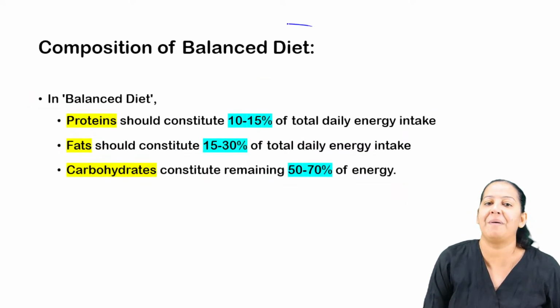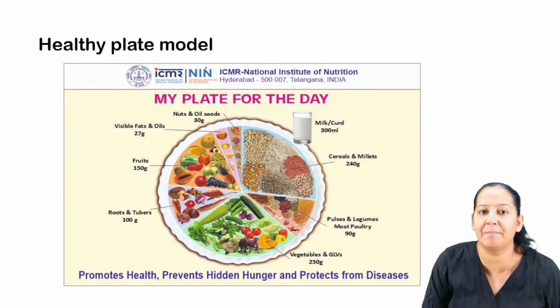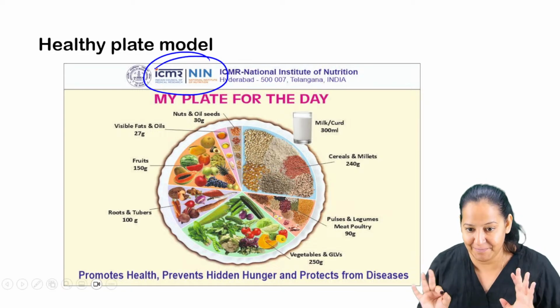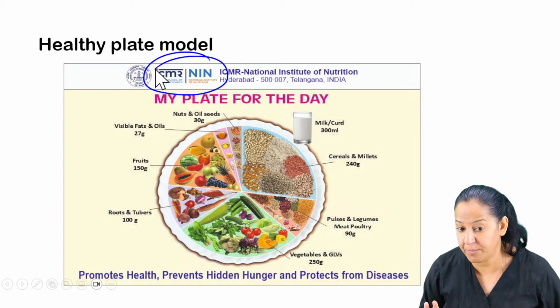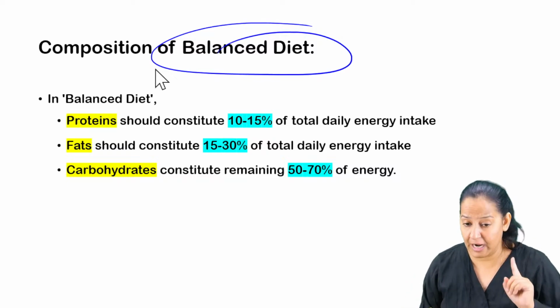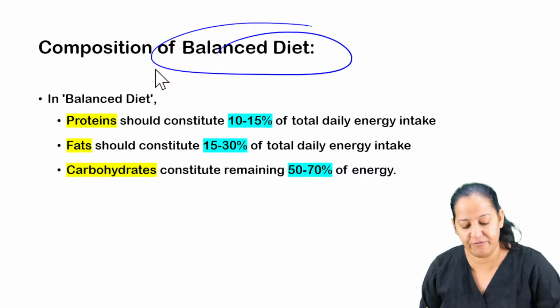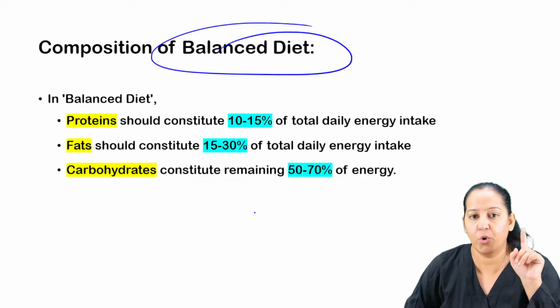Now let me tell you about a balanced diet. What is a balanced diet? This is the healthy plate model given by NIN ICMR. What do you mean by healthy plate model? A balanced diet is a diet that meets your requirements. I already told you the calorie requirement in one day. For example, I told you the calorie requirement.